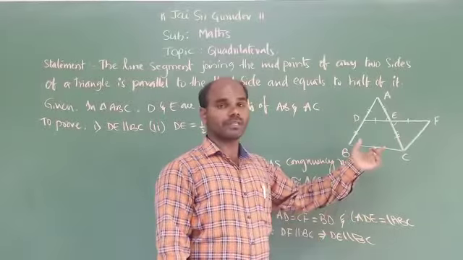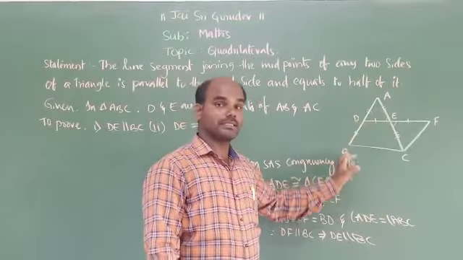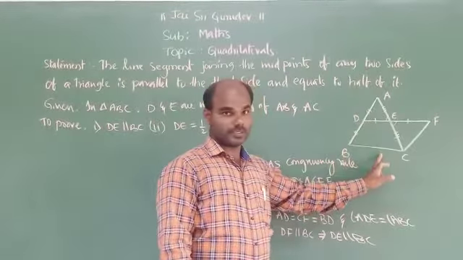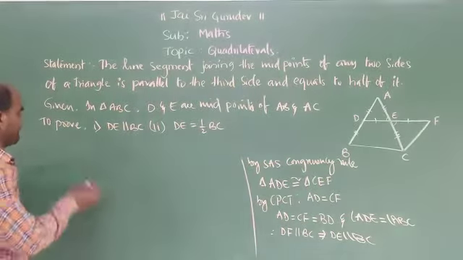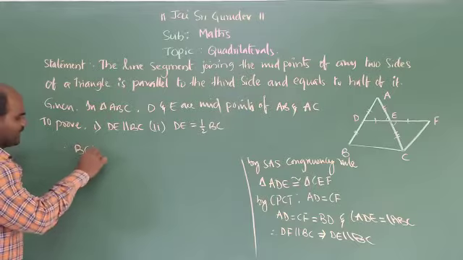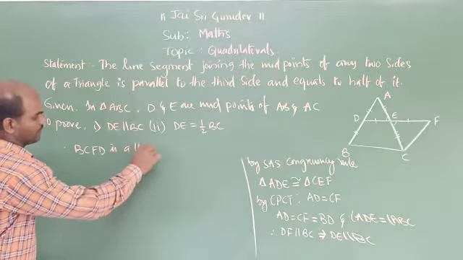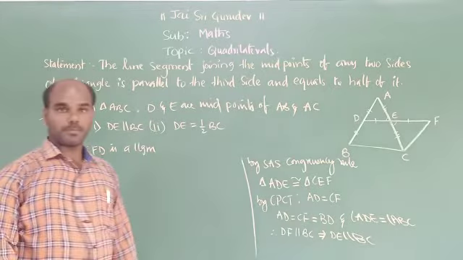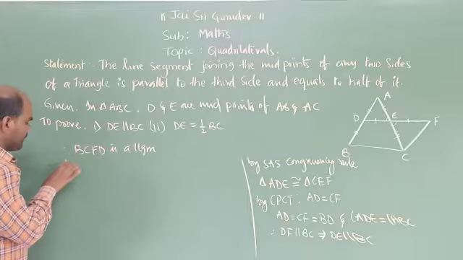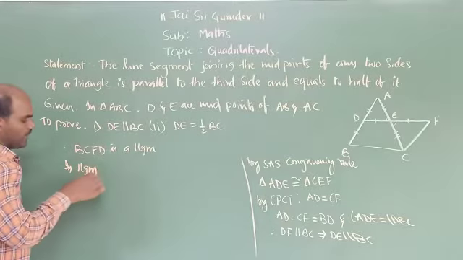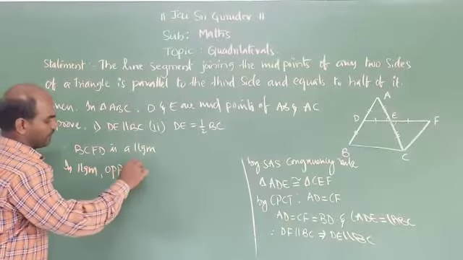It means, what should we get, children? What is the shape of this figure? It is a parallelogram. Yes or no, children? So therefore BCFD is a parallelogram. It means that in a parallelogram, opposite sides are equal, children. So therefore, in a parallelogram, opposite sides are equal.